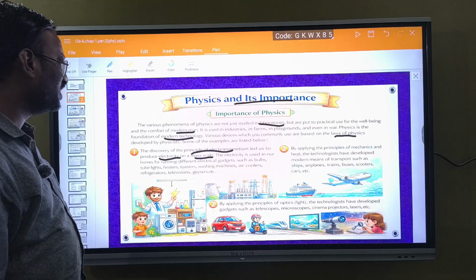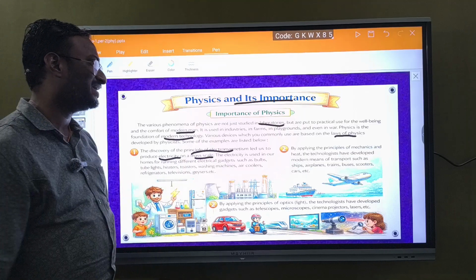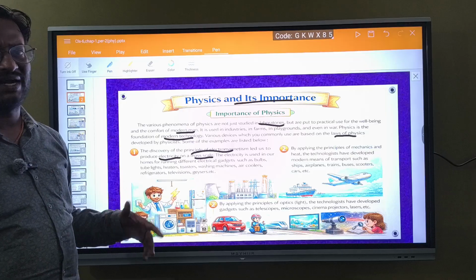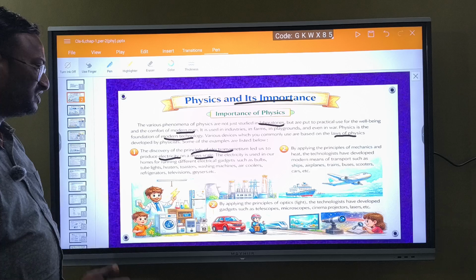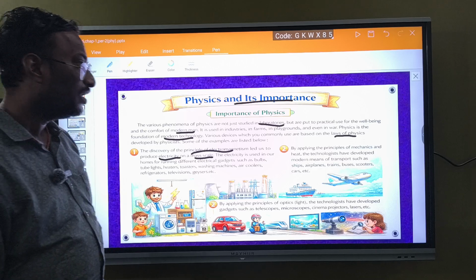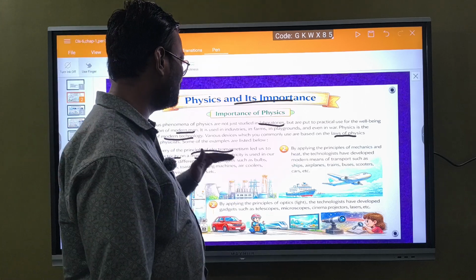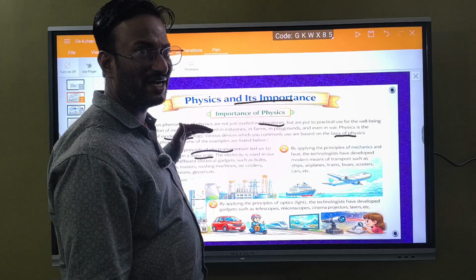The electricity is used in our homes for running different kinds of electrical gadgets such as bulbs, tube lights, heaters, mixie, washing machine, fan, whatsoever, right? Air coolers, television, geysers, etc. By applying the principle, so this is regarding the principle of electromagnetism.